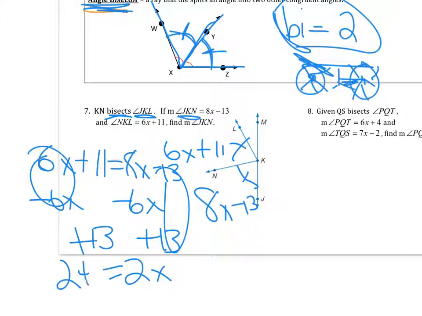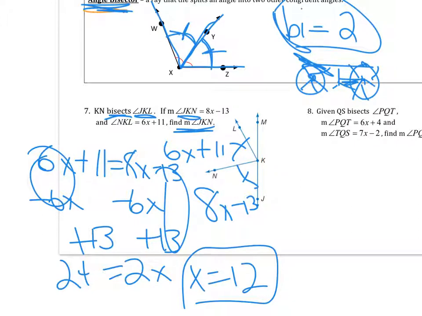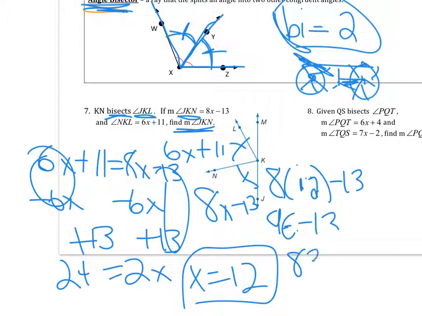2x equals 24, x is 12. But that doesn't answer my question. My question says, how big is JKN? Well, JKN is 8 times 12 minus 13. So that's going to be 96 minus 13. So that's going to be 83.